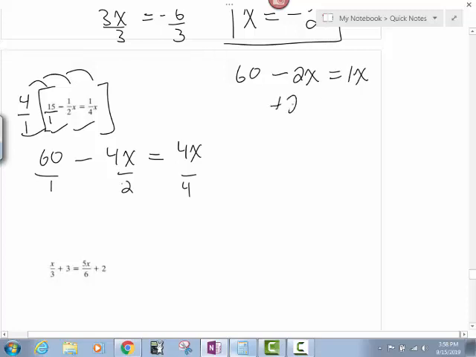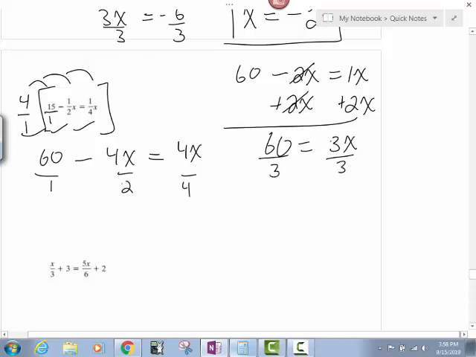Let's go ahead and add 2x to both sides so we can get all the x's together. 60 equals 1x plus 2x is a 3x. We can divide both sides by the number 3. And coming up with x equals 20. Right? Good.